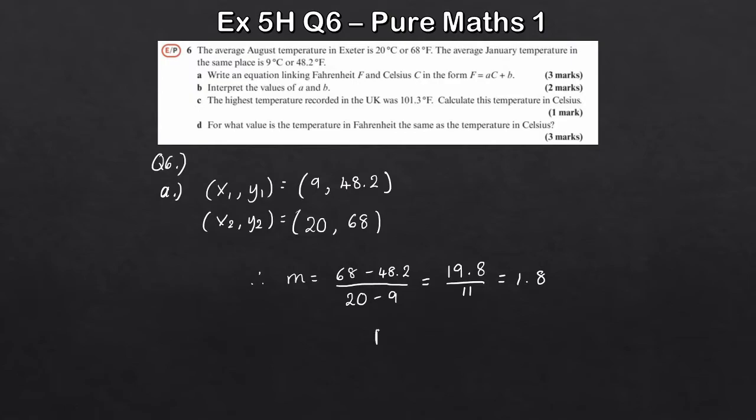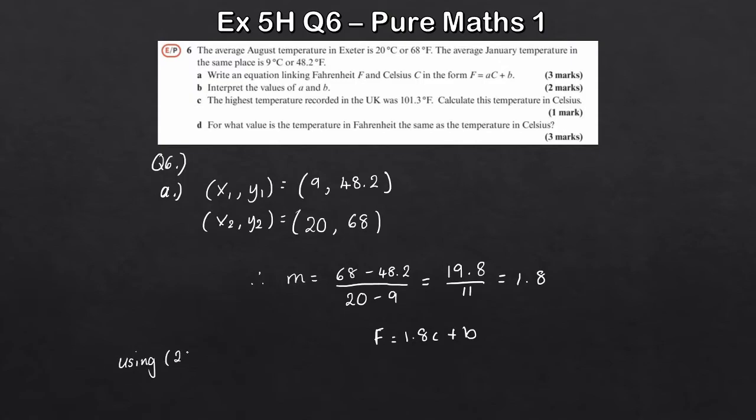So what we now know is we can update our equation. F is equal to 1.8C, that should be a capital C, but my handwriting is terrible, plus b. Now we've got the gradient, we can simply work out the b. All we've got to do is sub in a point. I'm going to pick the 20 and the 68 rather than the 9 and the 48.2, so I don't have to use decimals.